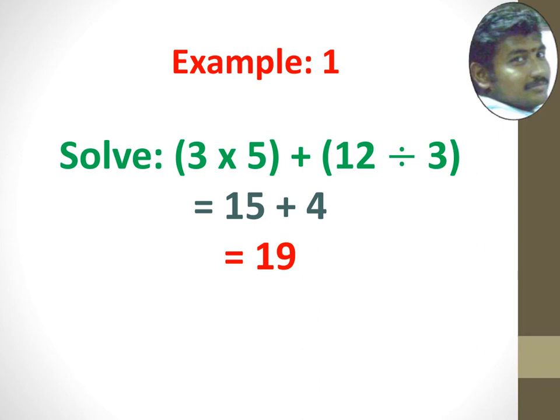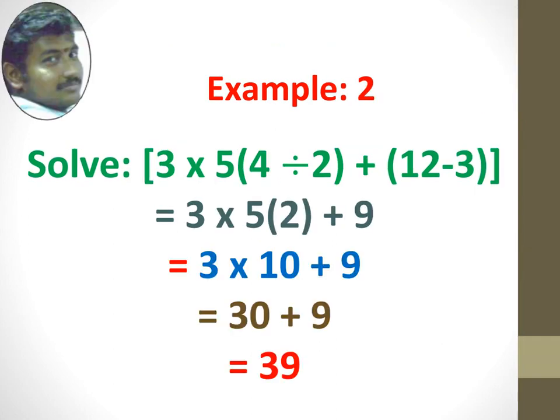Solve 3 into (5 plus 12 divided by 3). First bracket 1: 3 into 5, 15. 12 divided by 3 is 4. When you add, you get 19. Hope you understand. First the bracket we are solving. 3 into 5 is 15. Then inside the bracket, 12 divided by 3 is 4. Then we add it. The same way, another question you see.